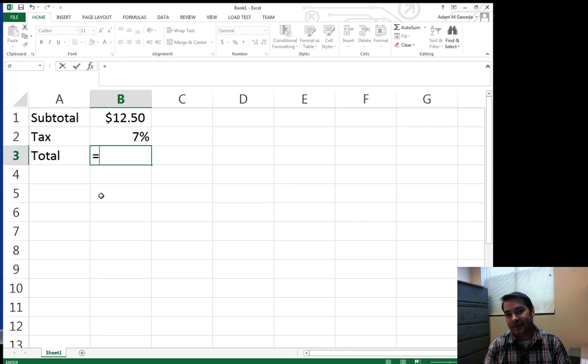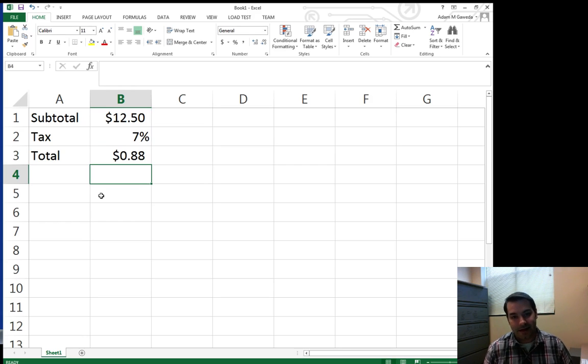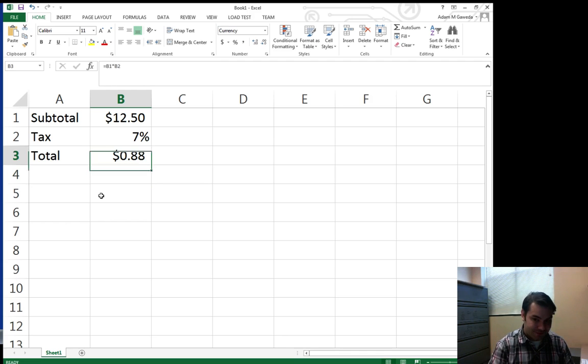That equal sign tells Excel you are about to do a math equation. Now if I do B1, notice what happened. It highlighted B1. It's a little color coding effect to give me a visual representation of what numbers I'm going to be working with. Now I said that I can't just multiply by B2. 88 cents, that's not the price of what I had to pay. I wish, but that's not how it works.